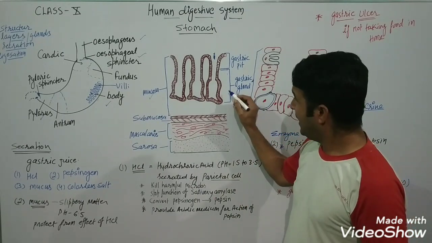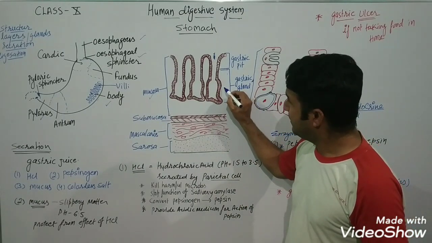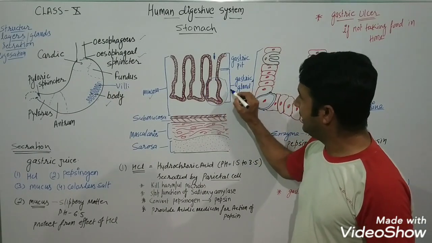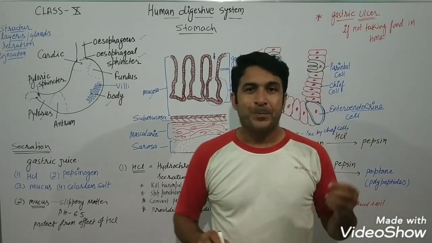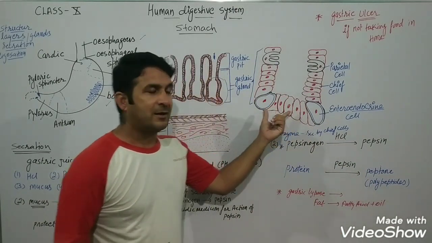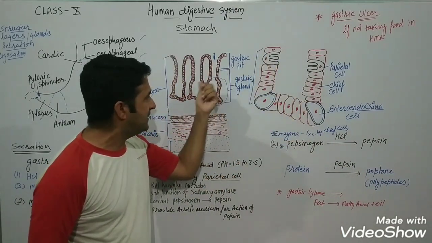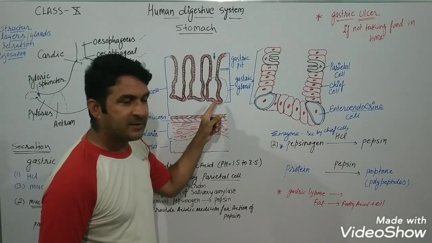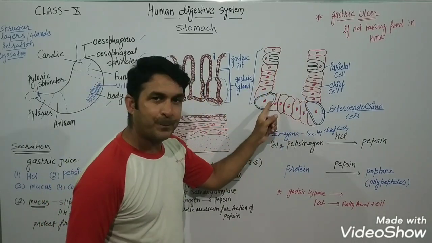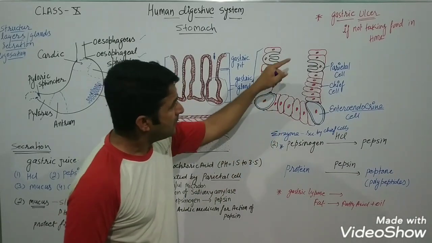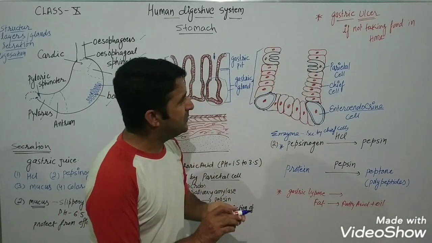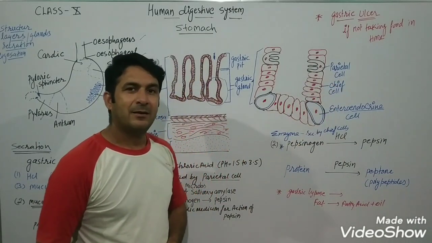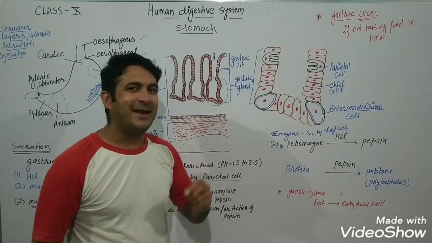Okay, if you see the microscopic structure of the gastric gland area, then you will see this structure. It is the large structure of this area. Here you can see many cells are present, which I will show you. So the first cell which you can see here is called the parietal cell. What is it called? The parietal cell.